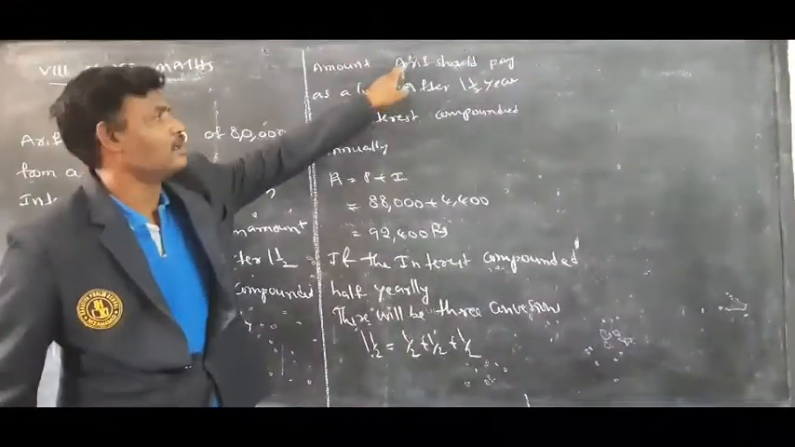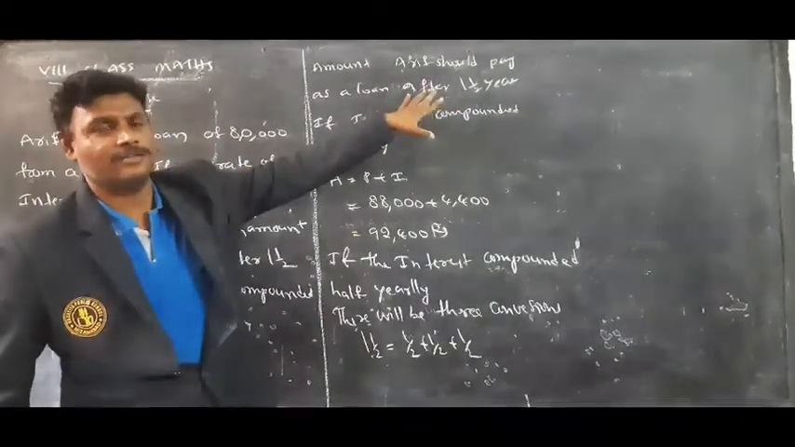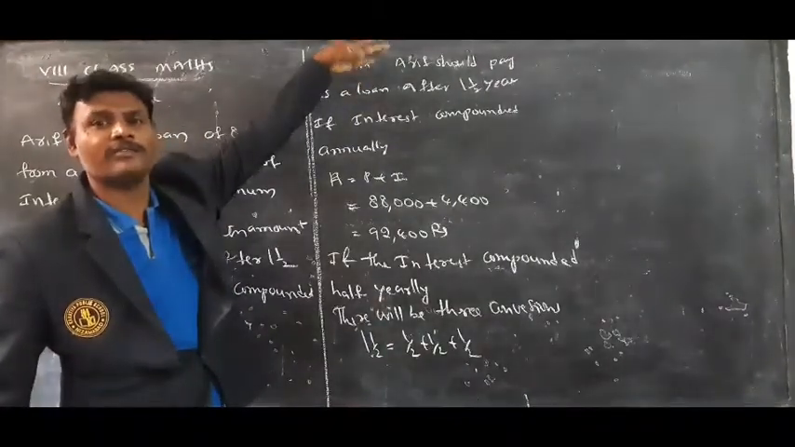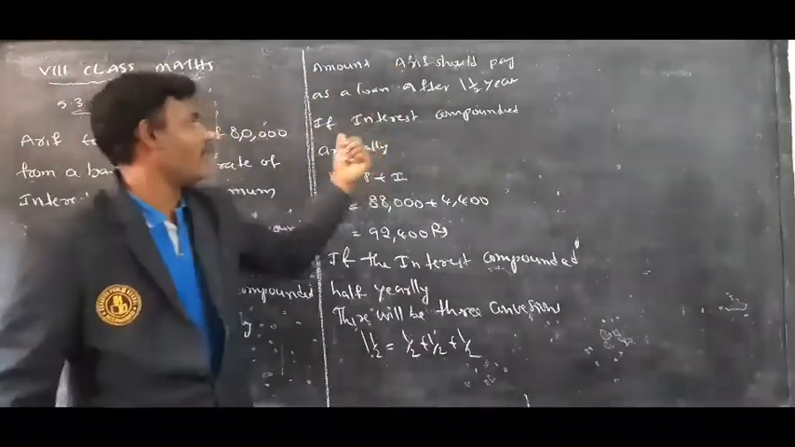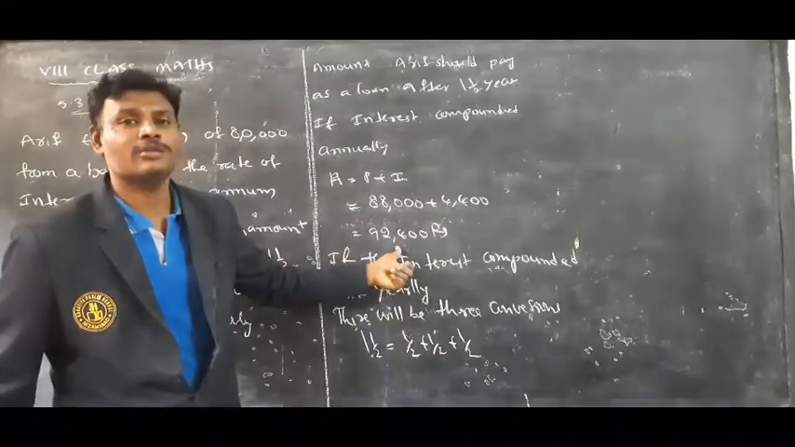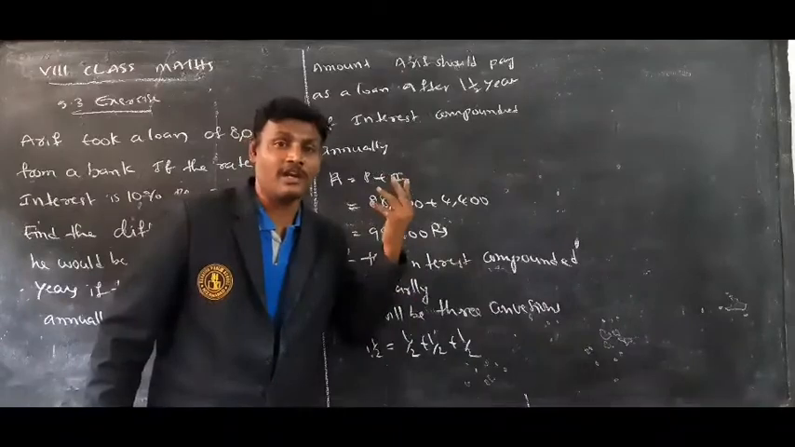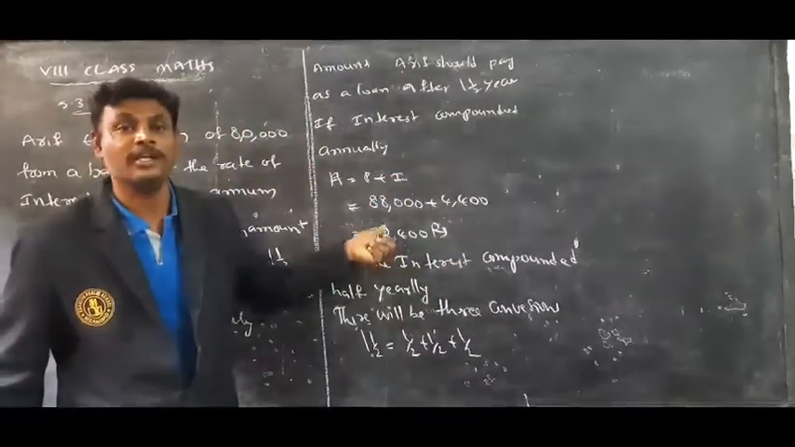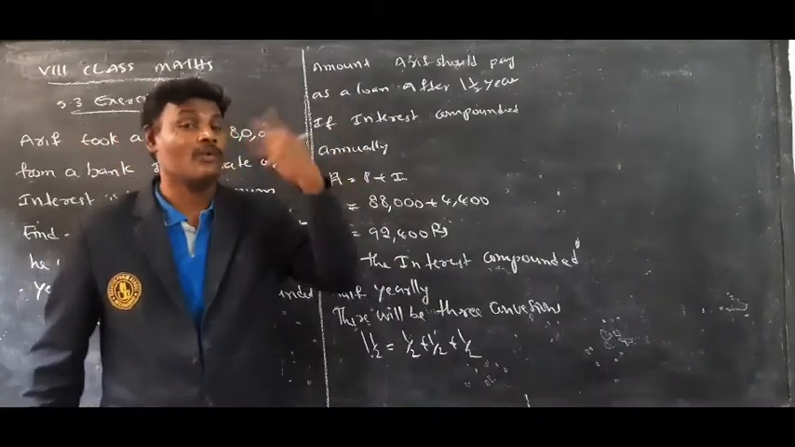So the amount Arif should pay as a loan after 1.5 years if the interest is compounded annually is A is equal to P plus I, the total amount of 92,400. That is the amount he has to pay after 1.5 years if the interest is compounded annually. Now the case 2.